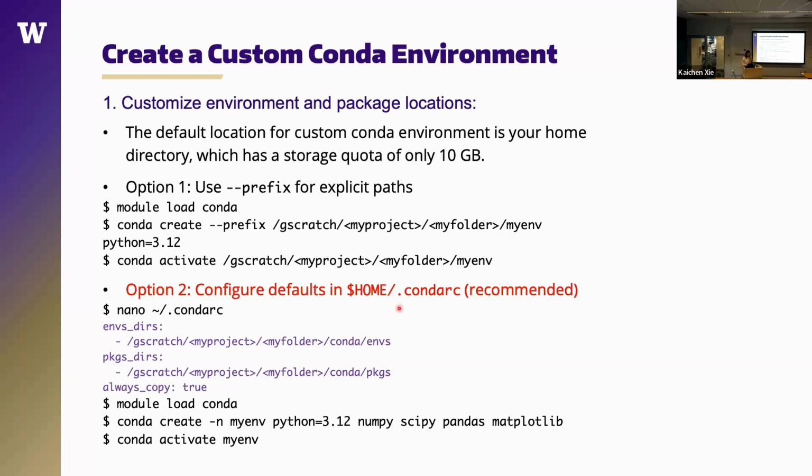And if it's the first time you load Conda, then you don't have this file in your home directory. Then in that case, you need to create it. You can use nano to just open that file and it will be created. And you need to add those lines to the file opened, but replace the my project, my folder with real paths, and save and exit.